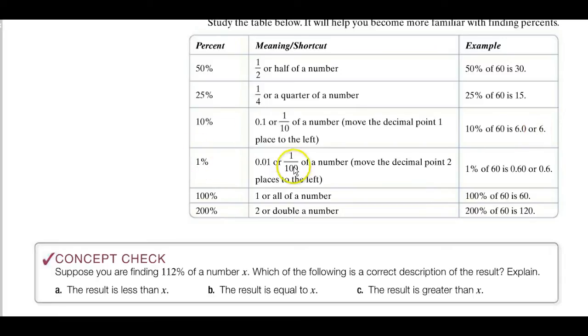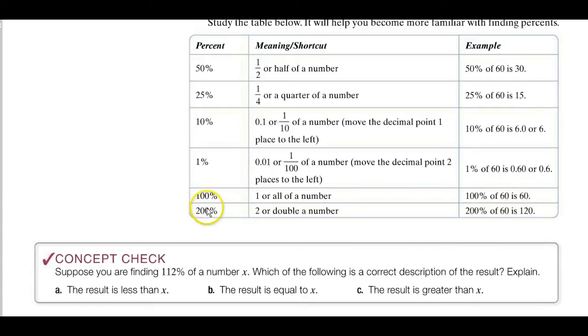1% is 1 over 100, or 1/100ths of a number, and we move the decimal place over 2 to make it a percent. Now, 1% of 60, we're going to move the decimal to the left 2 places, and that would be 0.60, or just 0.6. Now, 100% of a number of 1 is just the whole number, and 100% of 60 is 60.